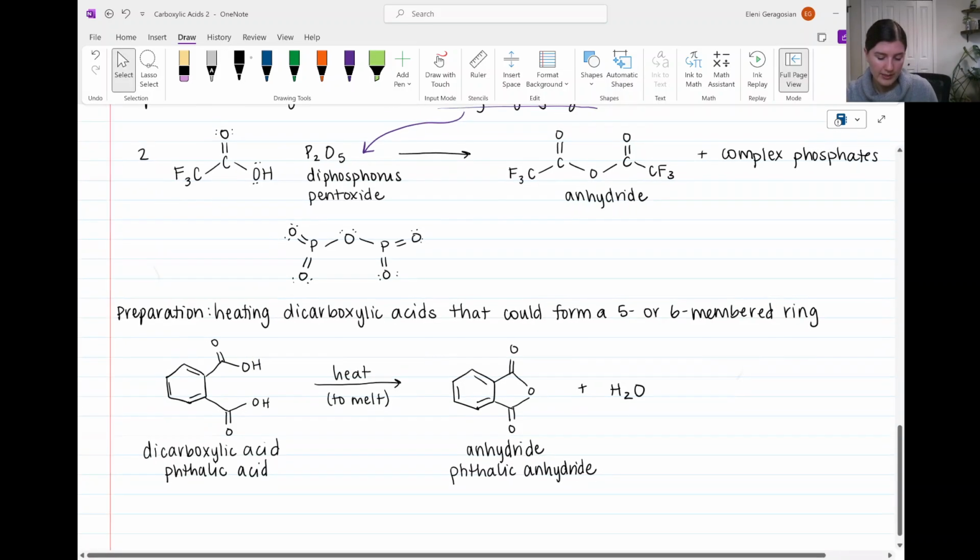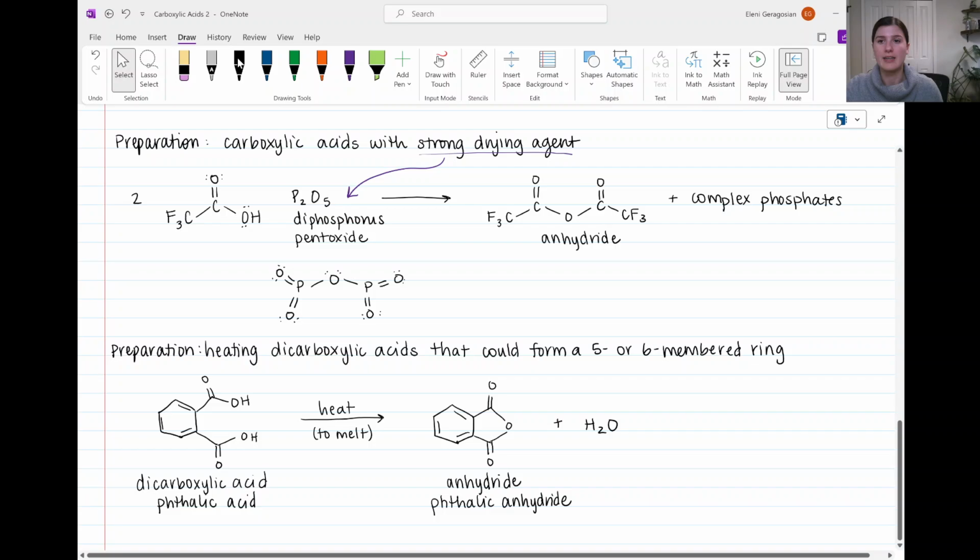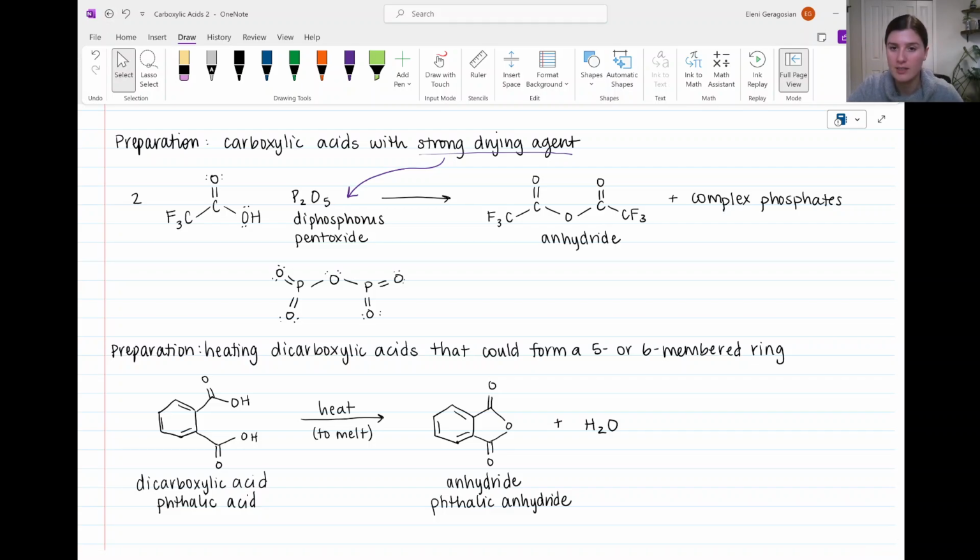So I have two different ways to form anhydride molecules that are shown here, and then again in future videos we'll talk about the reactivity of these anhydrides. And I haven't shown mechanisms for these reactions. You don't have to know these mechanisms. You'll just want to be able to recognize the reagents.